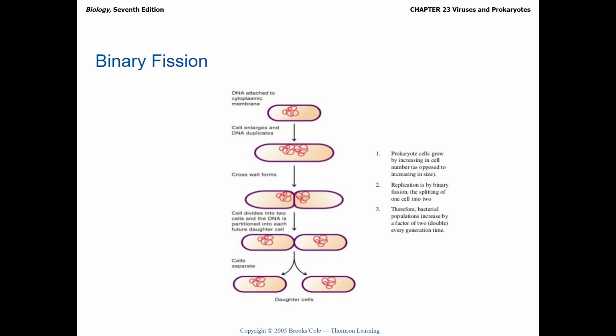So here is a pictograph showing binary fission. You can see the basic process: prokaryotic cells like bacteria growing by increasing in cell number, and that's most likely not because the cell is lengthening before it splits. We see the biggest increase in cell growth by the actual splitting of the cytoplasm to create two new cells. That replication by binary fission, which is the splitting of one cell into two, can have a profound effect on bacterial populations, and we definitely see that bacterial populations tend to increase by a factor of 2, or double, every generational time.